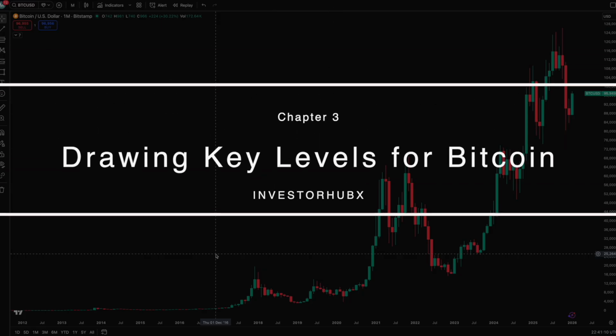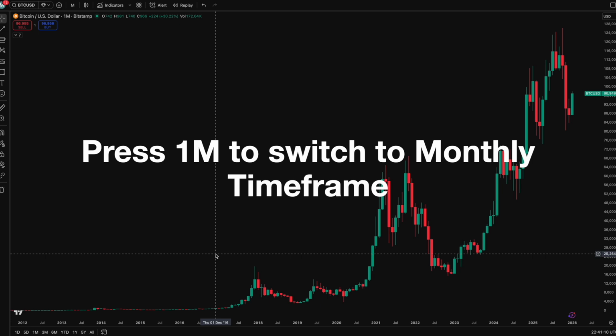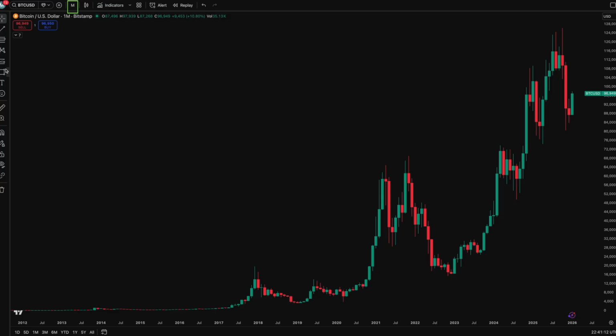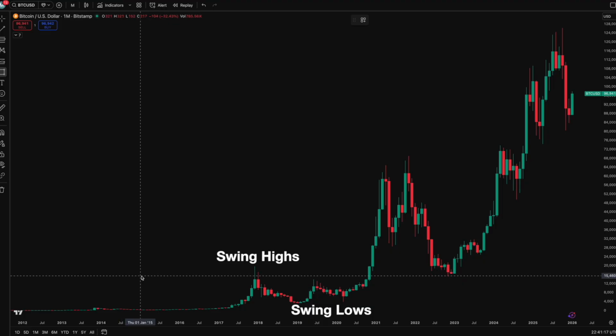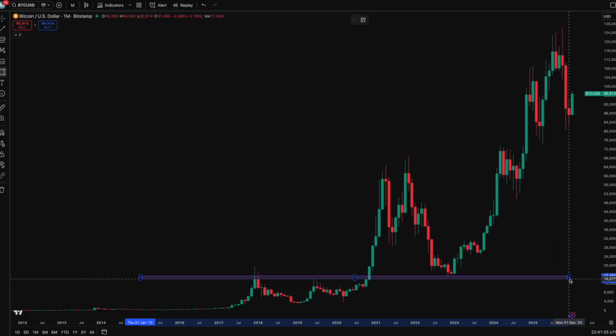Now here's where everything comes together. Let's look at the Bitcoin chart. On your keyboard, press 1M to switch to the monthly time frame. On the monthly chart, we're looking for the most important levels, areas where price made major decisions in the past. Right here is a clear example of previous resistance turning into new support. You can see strong swing highs and swing lows in this area, followed by a very decisive move away from the level. When price moves away this aggressively, it tells us this level was important. And that's what makes it a key level.